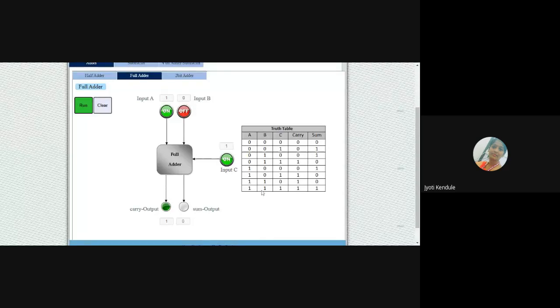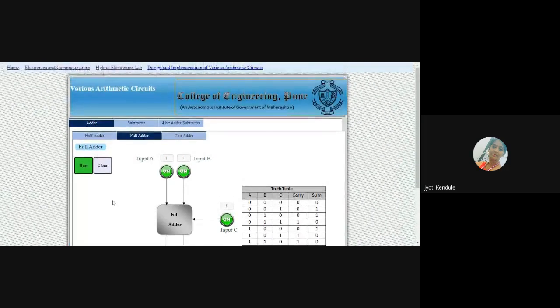Then we will take the last row, 1 1 1. We will verify carry 1 आणि sum 1 पण येते का आपल्याला ते. ठीक आहे. A 1 घेतला, B पण 1 घेतला आणि C पण 1. We'll verify, we'll run this. Sum काय आलं? Sum is 1, carry is also 1. See here. Sum is 1, carry is also 1. In this way, we have discussed the full adder.